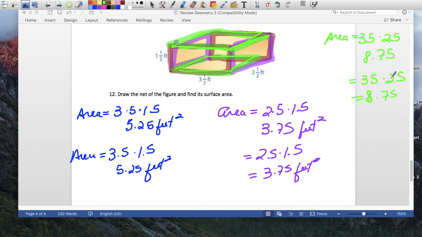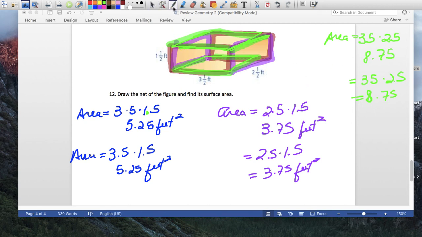Now, if you look at the numbers here, I multiplied 3.5 and 1.5, 2.5 and 1.5, and 3.5 and 2.5. Nothing is repeated, so it's each number by the other number. There are 3 possible combinations here.